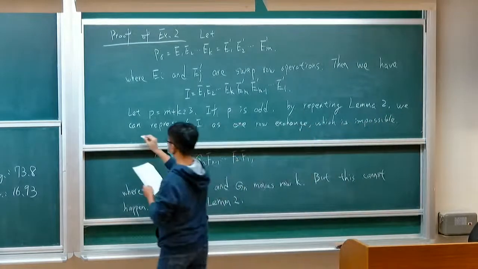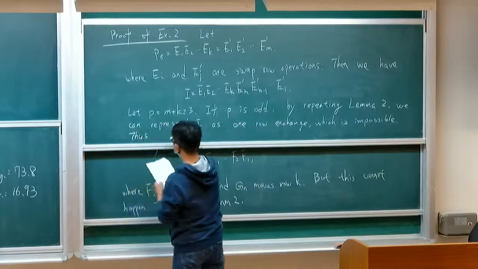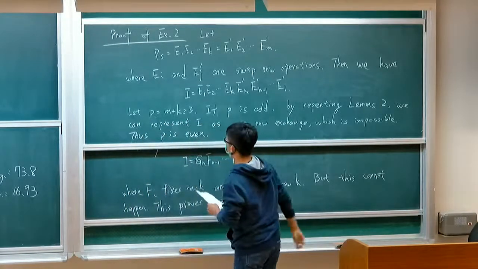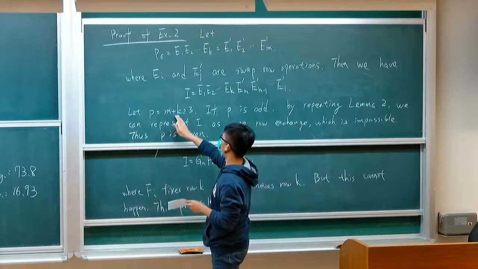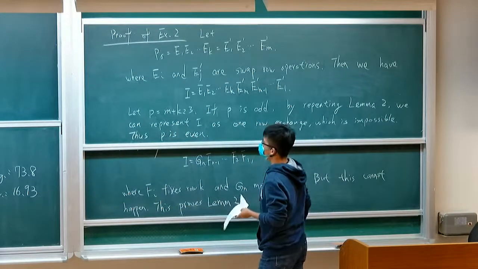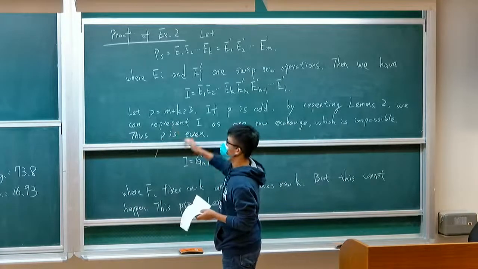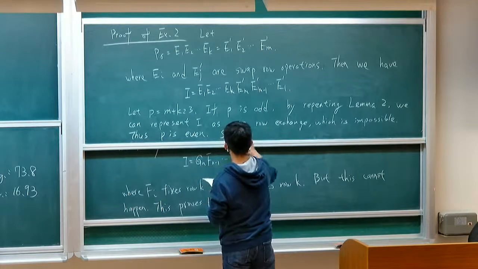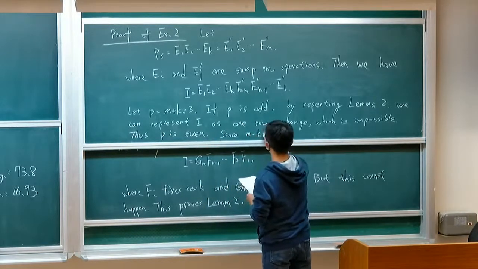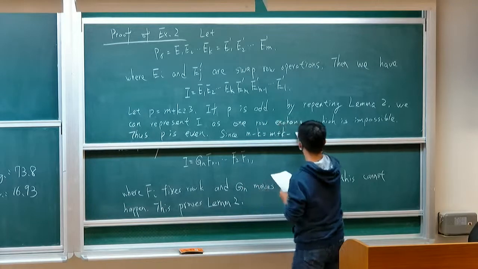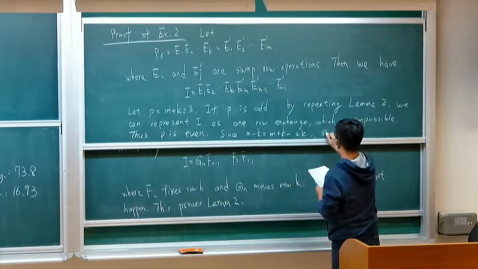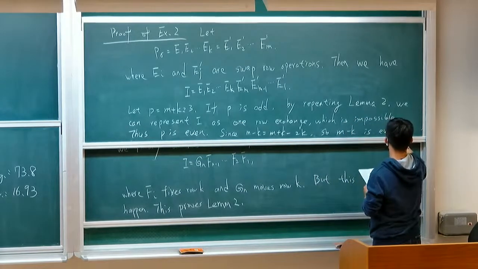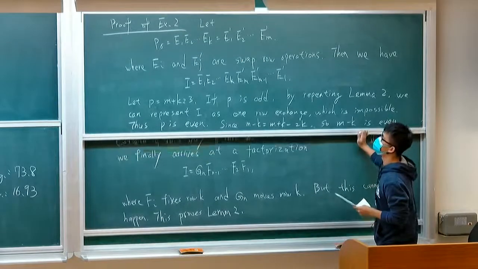So therefore, P is even. P is m plus k, and it's obvious that m plus k and m minus k share the same parity, since n minus k equals m plus k minus 2k. So n minus k is also even. And that's the end of the proof of exercise 2.